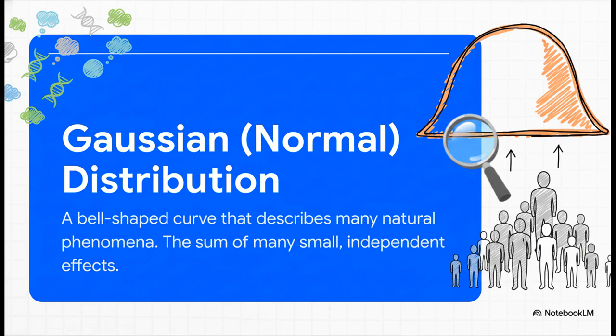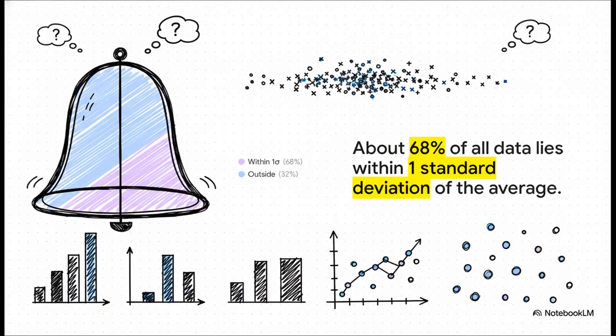The gist is this: when you get a bunch of different random things and add them all together, the final result almost always ends up looking like this bell shape. It's why it perfectly describes things like people's heights, which are the result of tons of little, tiny, independent factors all mixed together. And the best thing about the bell curve is that it has this super handy rule of thumb. It's a cheat code, really.